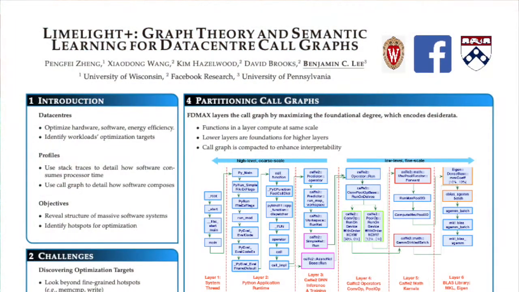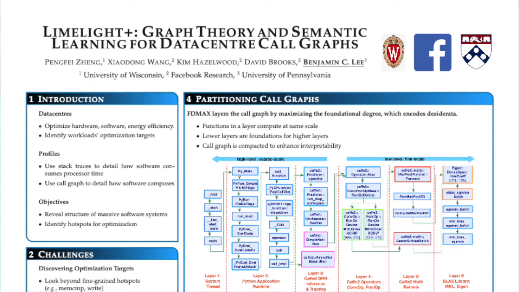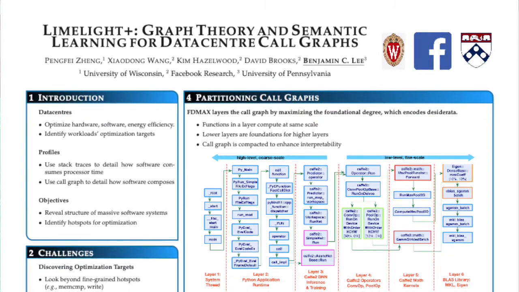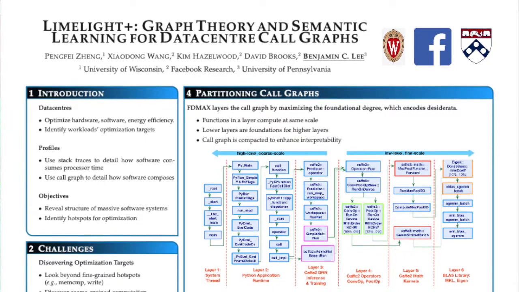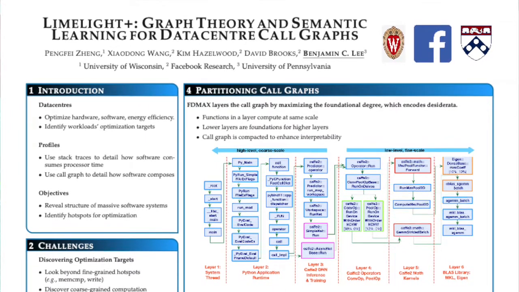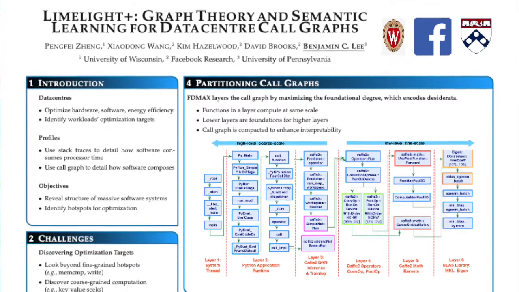We are seeking to understand data center workloads, optimizing data center hardware and software to improve performance and energy efficiency. We wish to identify optimization targets within these massive workloads. We sample stack traces that detail how software consumes processor time, and then construct call graphs that detail how software is composed and organized hierarchically. Given these call graphs, we can reveal the structure of massive software systems and identify hotspots for performance optimization, efficiency optimization.